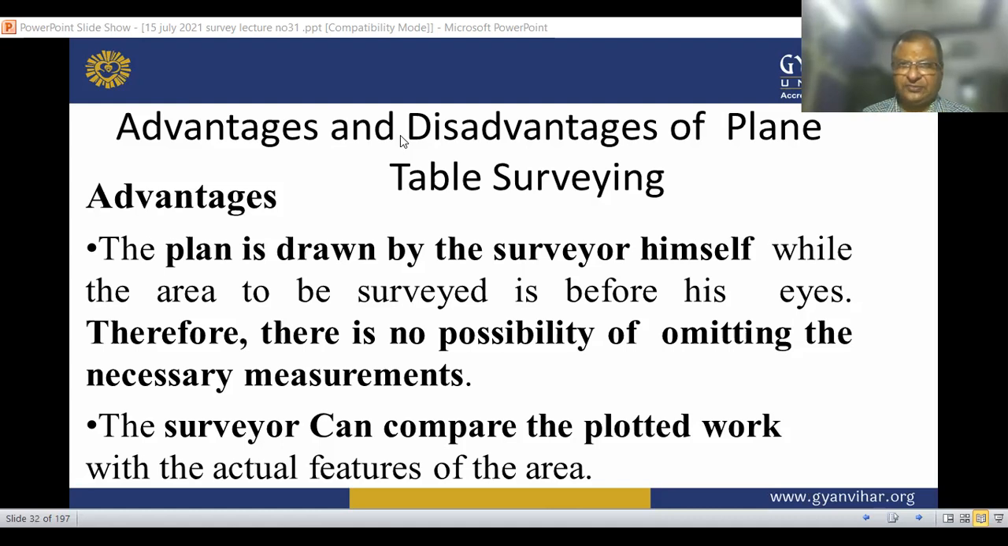Advantages and disadvantages of plane table surveying. First we will discuss the advantages. The plan is drawn by the surveyor himself while the area to be surveyed is before his eyes, and therefore there is no possibility of omitting necessary measurements, and the surveyor can compare the plotted work with the actual features of the area.